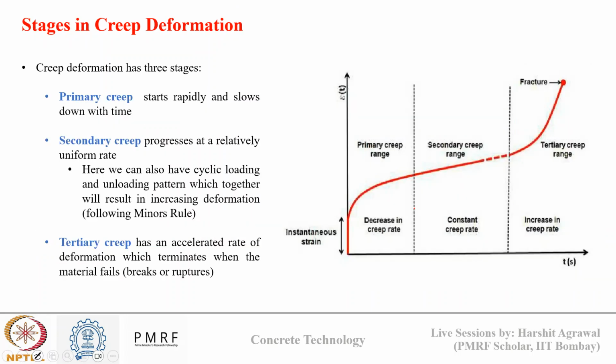Now, this deformation in concrete happens in three stages. Creep has three stages. First is primary creep. There is an instantaneous strain, then a rapid growth in strain, and that continues to slow down. That is known as primary creep. Then there is secondary creep, where the rate of increase of strain is almost the same. Strain is increasing at a uniform rate. Here you can see there are cyclic loading and unloading cycles also, which can combine together. And then there is ternary creep.